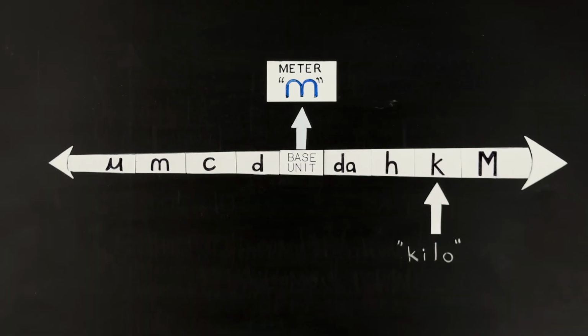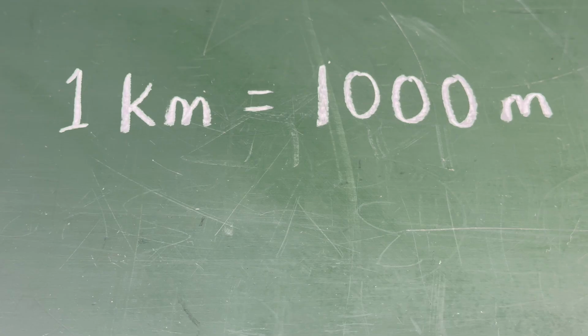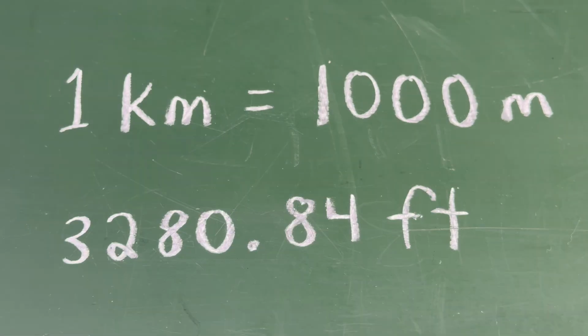A lowercase k prefix means kilo, or 1,000 times the base unit. A kilometer equals 1,000 meters, and is used instead of the mile in countries that operate with the metric system. A kilometer is 3,280.84 feet when converted to the inch-based system.